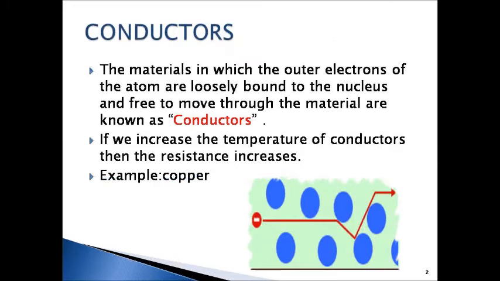Conductors: the materials in which outer electrons of the atom are loosely bound to the nucleus and free to move through the material are known as conductors. Effect of temperature on conductors: if we increase the temperature of conductors, then the resistance increases. Example, copper. Here in this picture, the electrons are free, thus it allows the current to pass freely.